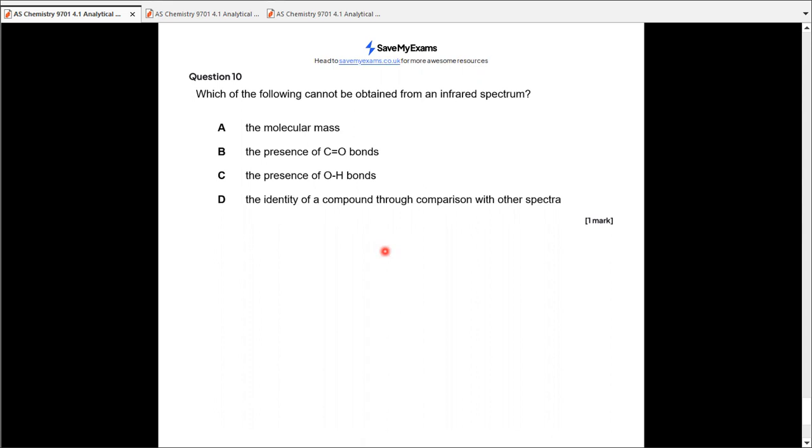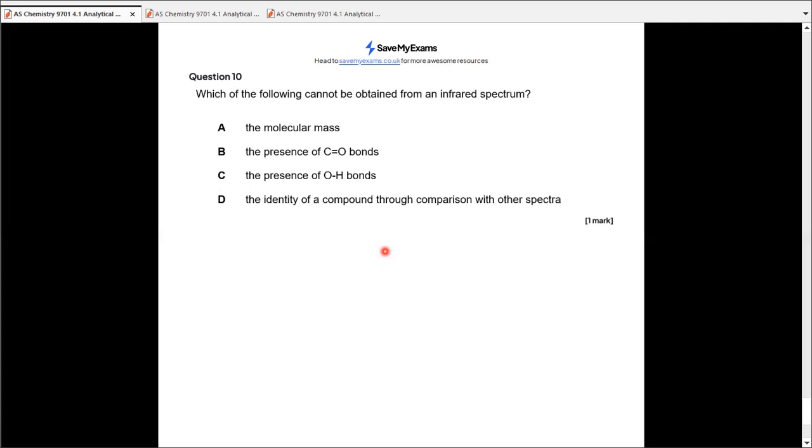So question 10, I never read the question. Just a minute. Cannot be obtained from an infrared spectrum. This is definitely not mass spectrometry. No, this is not the right answer. Remember, cannot be obtained. Something that is going to get us to it, can be obtained. A, right. We can't get molecular mass from infrared spectrum.